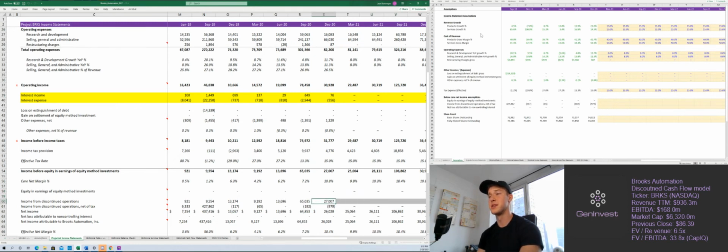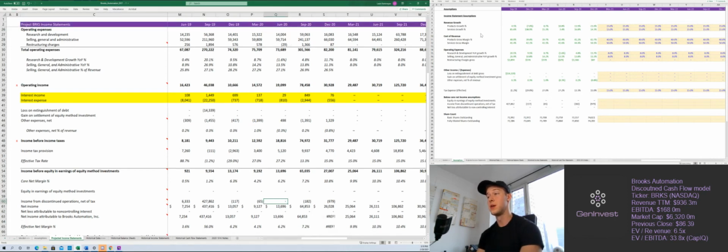Then you also have income from discontinued operations. This is likely a lot of stuff from the cryogenics business. And they tell us what that income is net of tax here. We can actually get rid of this income from discontinued operations line item. That's Alt-HDR. All we really care about is this net of tax number. We have a ref here to historical income statements. This should be net loss attributable to non-controlling interest, net income attributable to Brooks Automation.